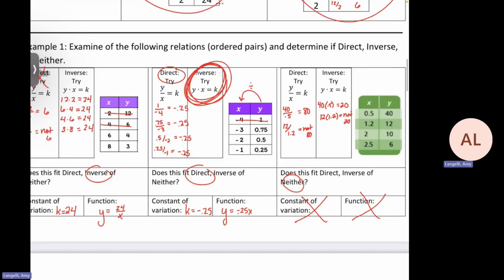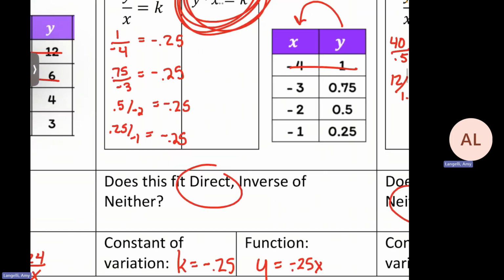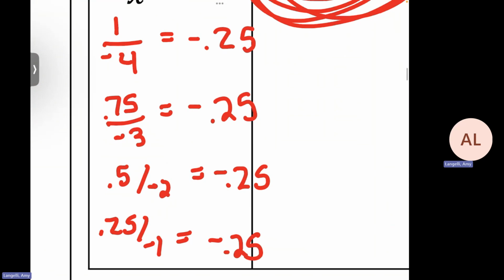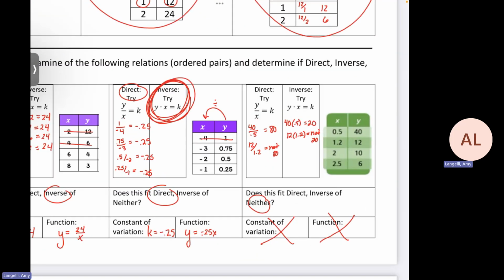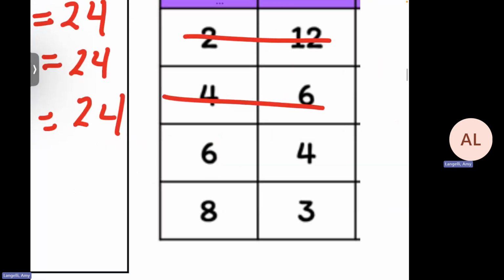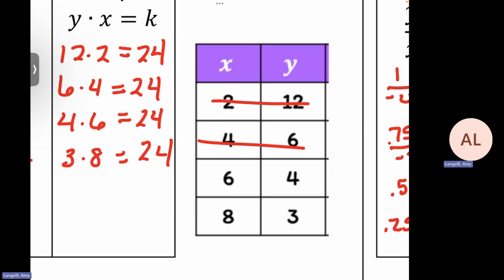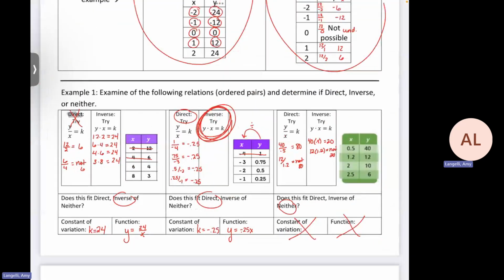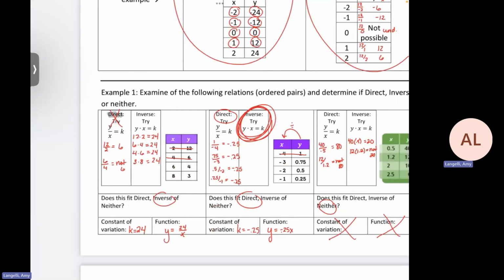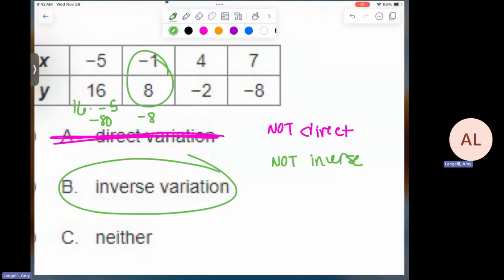Okay. This one was direct because if you divide all of them, what do we get each time? See how when we divided them, we got the same thing each time? That made it direct. And then this one, when you multiplied them each time, you got the same thing. That made it inverse. So there's an example one in your notes, there's one of each. So if you need to go back and you're trying to figure out what it would look like, you can look at that.